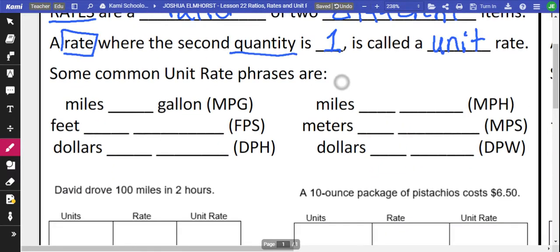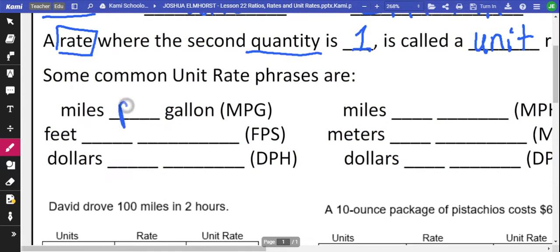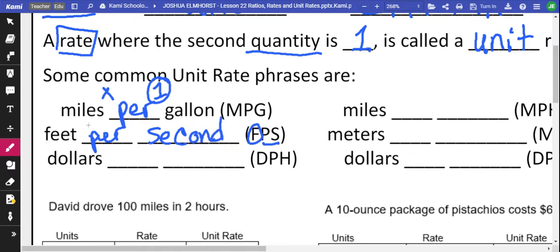So some examples of unit rates would be miles per gallon. Per meaning 1 gallon. And the rate we can multiply by the unit rate. So anytime we see the word per, we're going to multiply. Feet per second. Per second. And that means to multiply by that rate. Dollars per hour. Per hour.